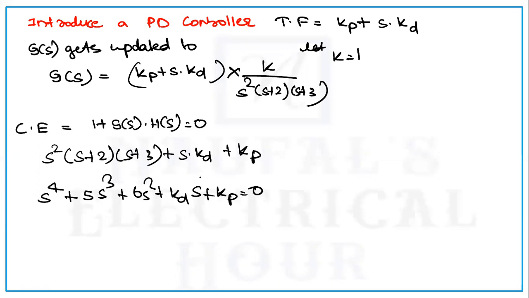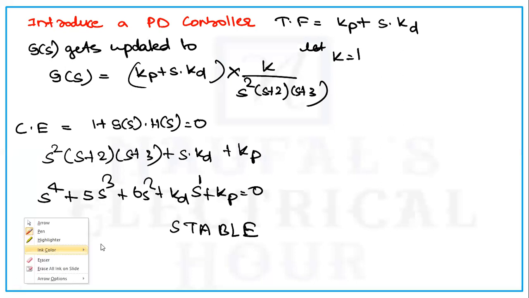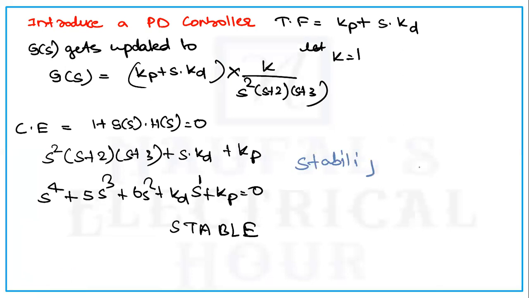So you can see that the missing power S raised to 1 is here. So this has become a stable system. Even if you use Routh's array, this has become stable. So stability here depends upon the controller gains KP and KD, right? If KD equal to 0, again this is unstable. If KD has some value, S raised to 1 is present, and KP also has some value, because KP is multiplied with S raised to 0, so all powers are there, then only it becomes stable.